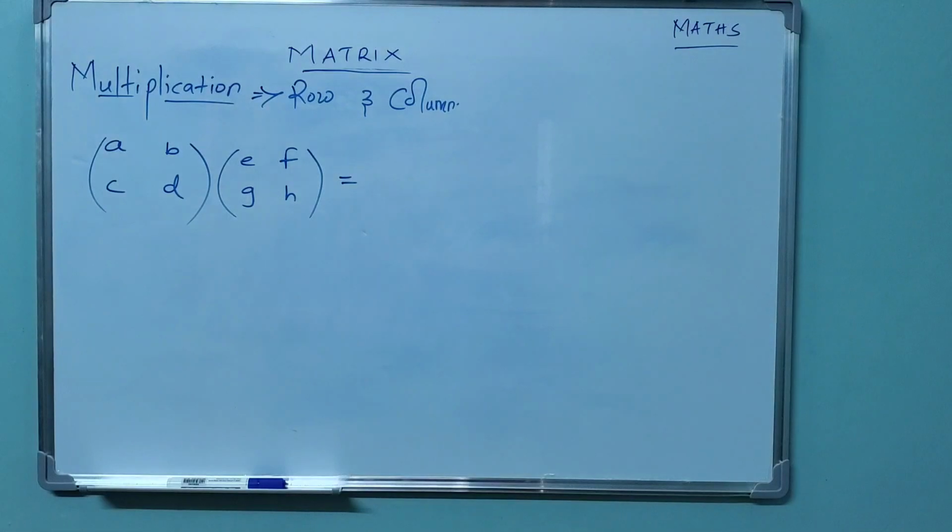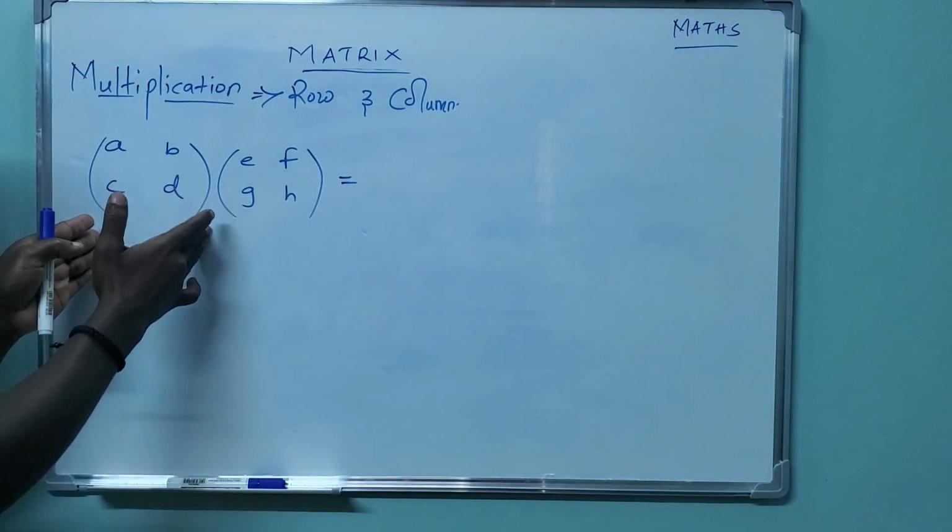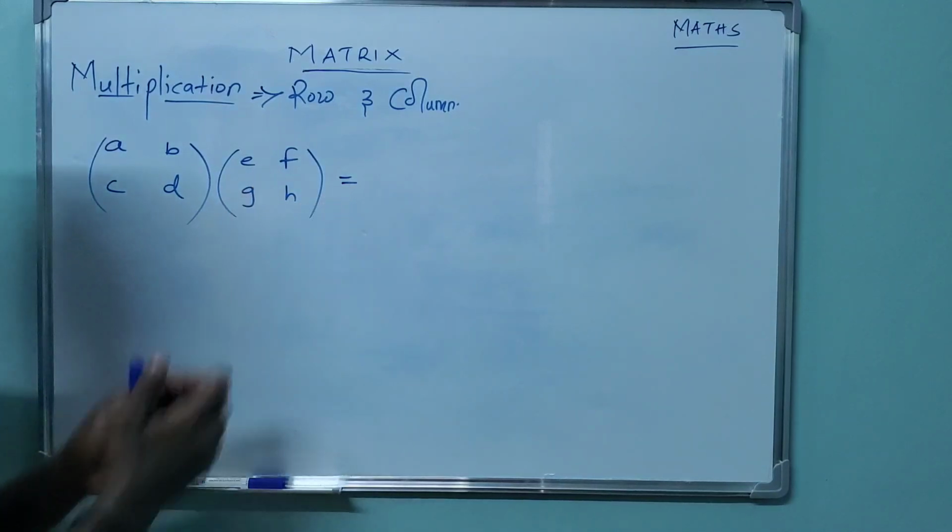Now, what do I mean it involves the multiplication of row and column? If you decide that you're going to follow the row on this matrix, you are going to follow the column on this matrix.